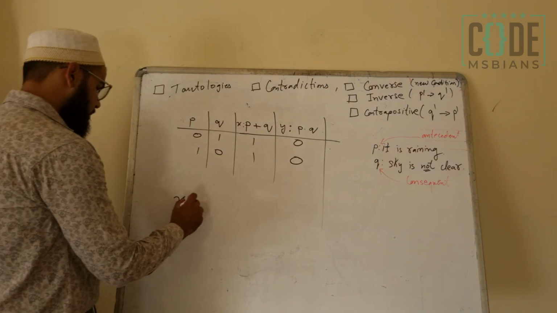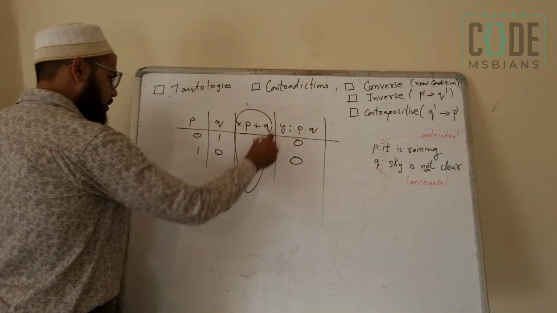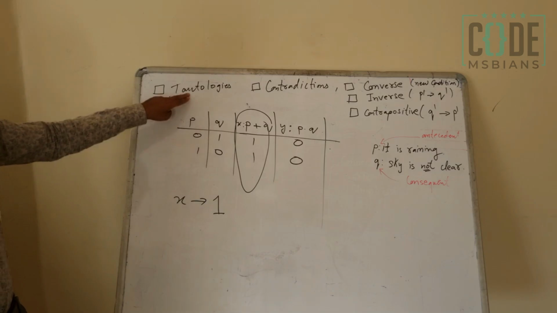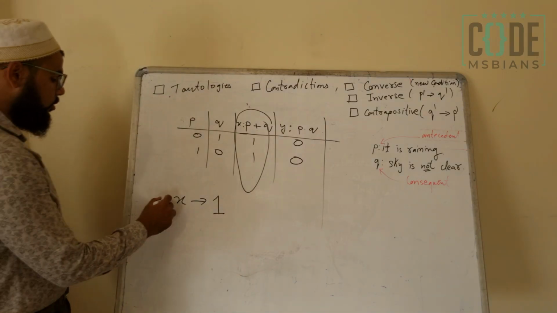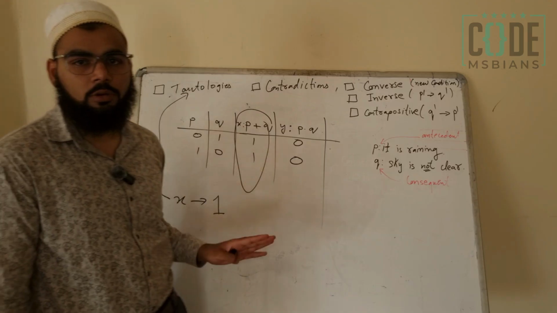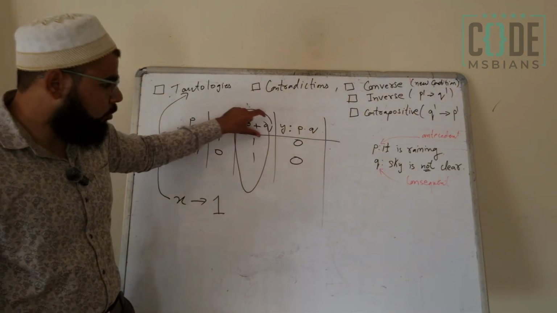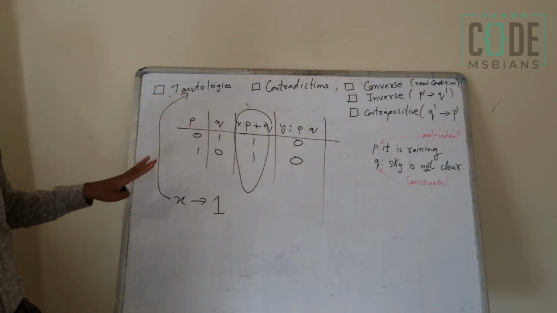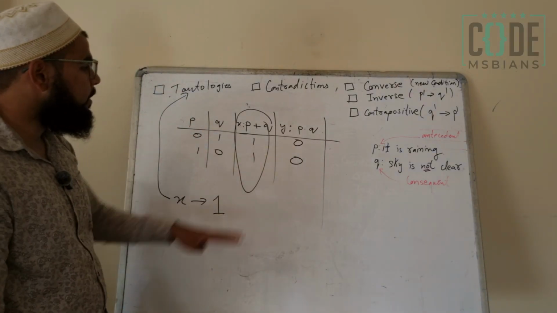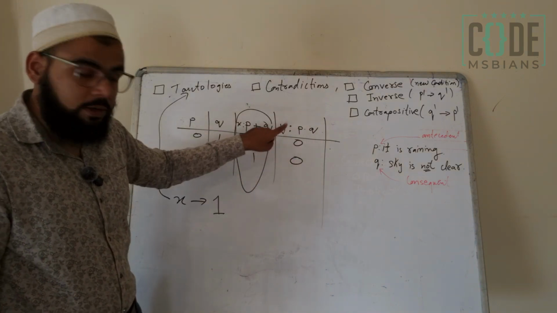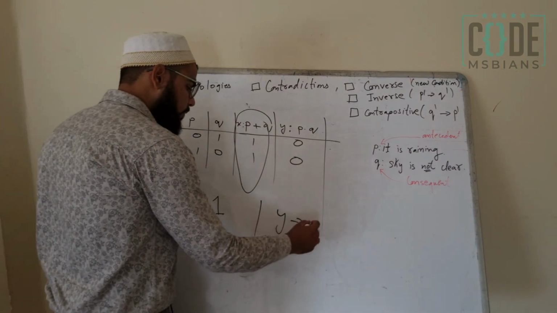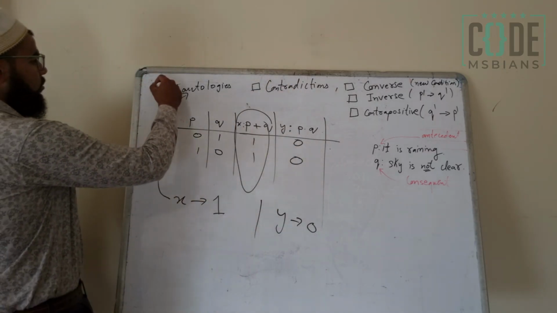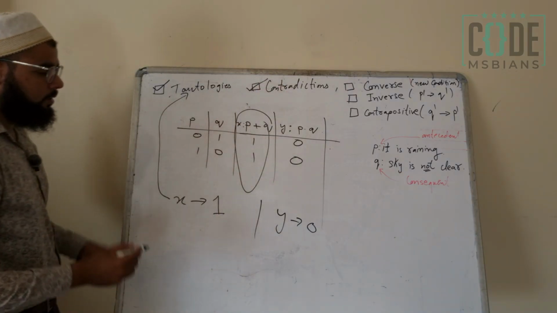So X, for all its resultant values, is giving you 1. When the condition is coming positive only, that particular condition is known as a tautology: all the resultant values of that particular equation or statement are coming as true. And if the opposite happens, for example here we have Y, all the values of Y are coming 0, that is known as a contradiction. So this is how tautology is and this is how contradictions are.